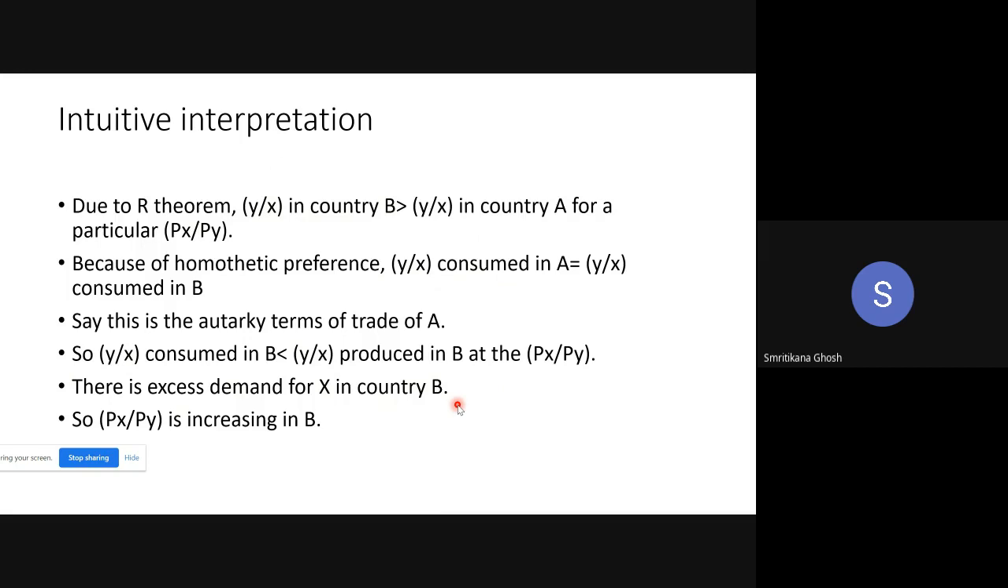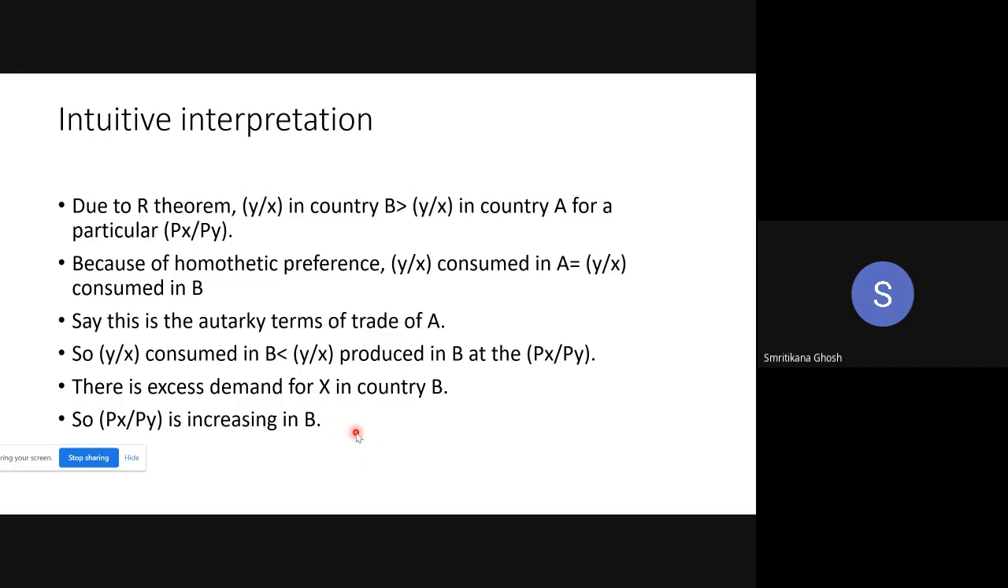So what is the situation before trade? That means at autarky, Px by Py in country A is less than Px by Py in country B. As the relative price of X is greater in country B, when trade opens up, country A is going to export X to country B because the relative price is higher there. Okay, so this is how trade will happen.